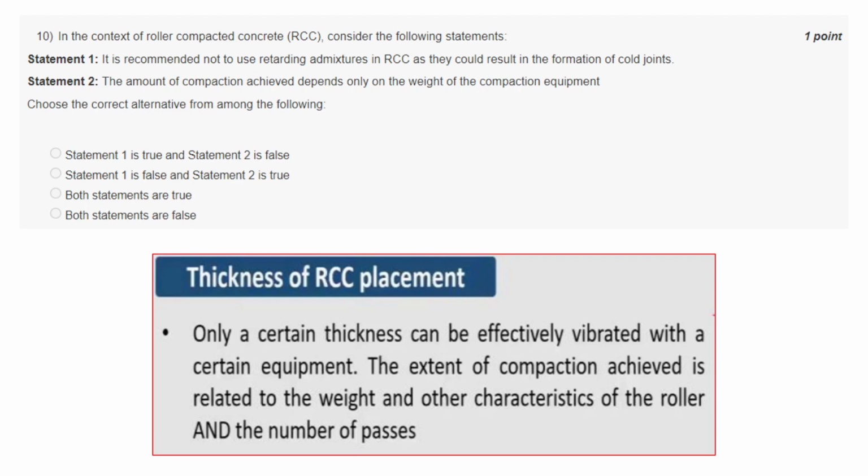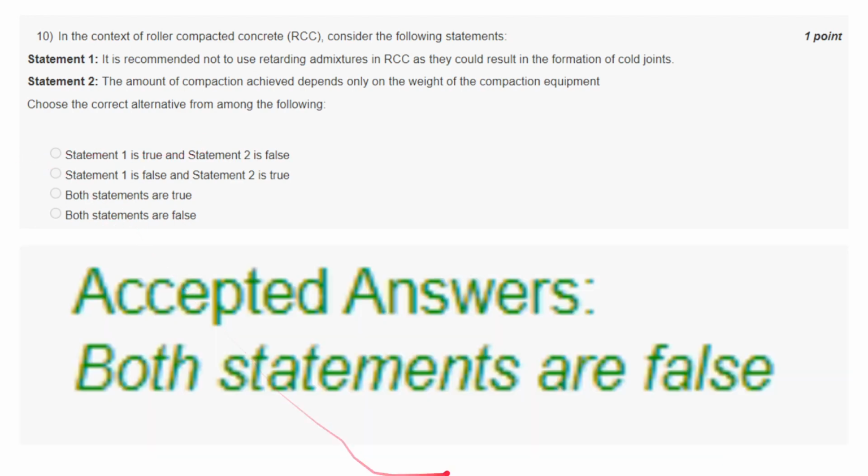So one is false. And the second statement, the amount of compaction achieved depends only on the weight, is also incorrect, because the amount of compaction will depend on the weight as well as the number of passes of the roller compaction equipment. Therefore both the statements are false. So the D option, the fourth option, is correct.